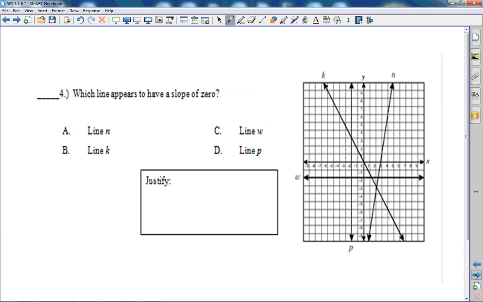Next one. I would pause the video and see if you can figure out what it is. Okay, slope of 0. That means it's 0 over any number. 0 is the up and down. The bottom is what it is across. Well, it means I'm not going up and down. I'm not going anywhere. Well, right here, the only line that is flat and going straight across is this one right here, which is W. You should have gotten C for your answer.